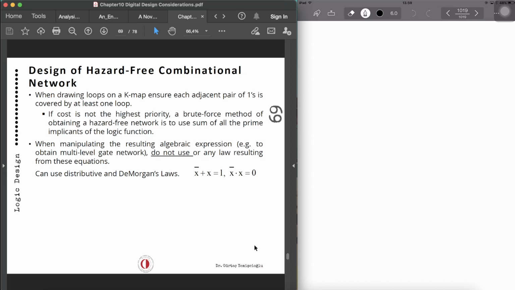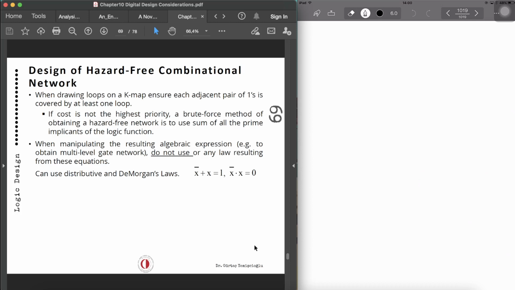And when manipulating the resulting algebraic expression, for example, multi-level gate networks, do not use identities like x prime plus x or x prime dot x. You can use distributive laws and De Morgan's law, but do not use this one because this might cause a hazard. We'll see more details on hazards and how circuits become unstable in the following chapter with asynchronous sequential circuits as well.